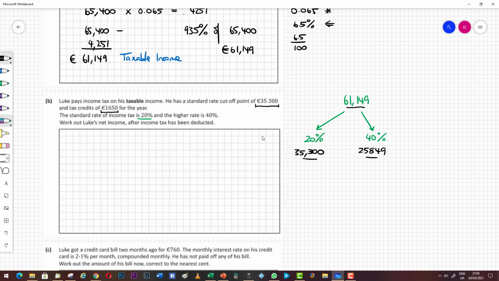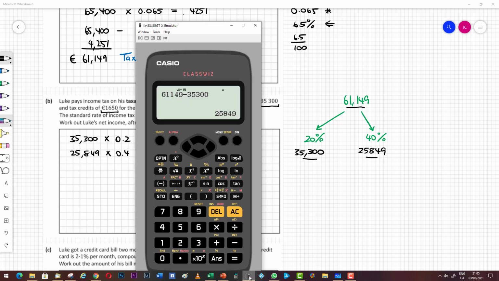So let's go over here and we'll find 20% of 35,300. So 35,300 times 0.2, or again you could use 20 and the percentage button on the calculator. We'll work out that, and then we're going to work out 25,849 times 40%, the high rate, 0.4, or 40 and the percentage button.